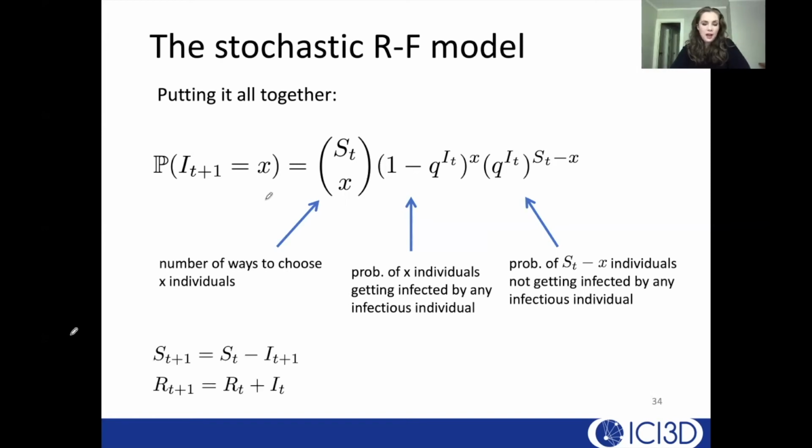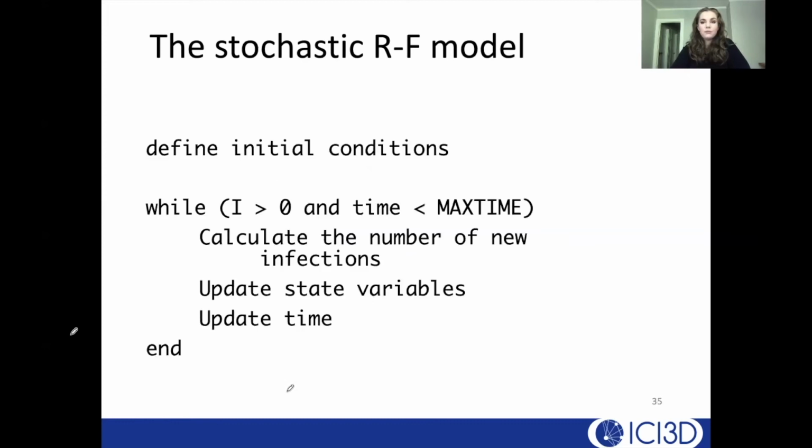And then again, we have our update equations for our state variables. So the number of susceptibles in the next time step is the current number of susceptibles minus the new infections, and the number of recovered individuals in the next time step is the current number of recovered individuals plus the current infections.